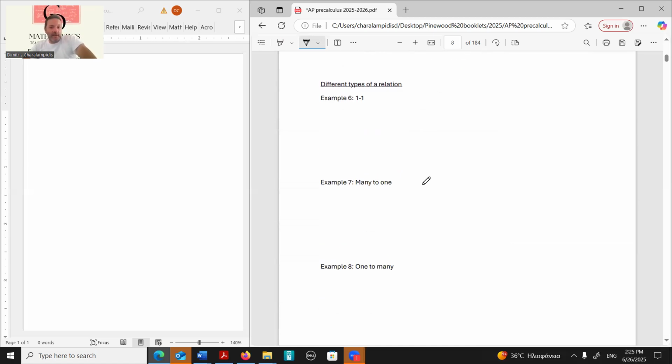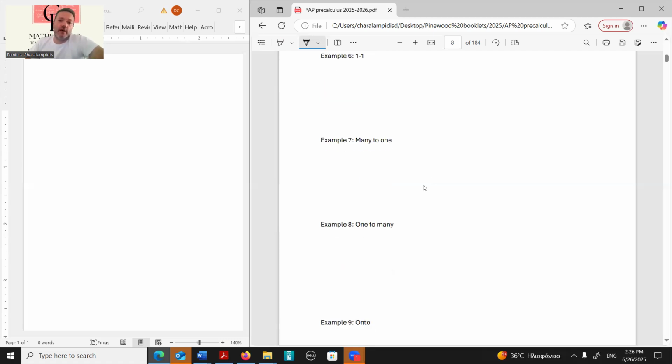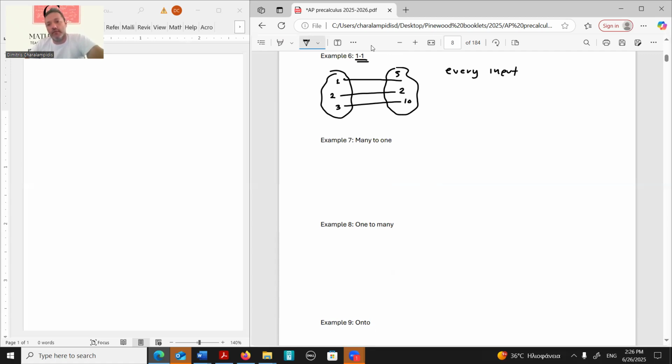Now, we can classify relations based on their mapping diagrams. At first, we have a one-to-one relation. A one-to-one relation would look like that. Let's draw it like that. 5, 2, and 10. The characteristic in this type of relation is that every input value is connected to one specific output value.